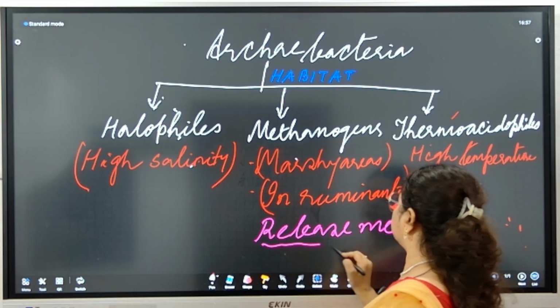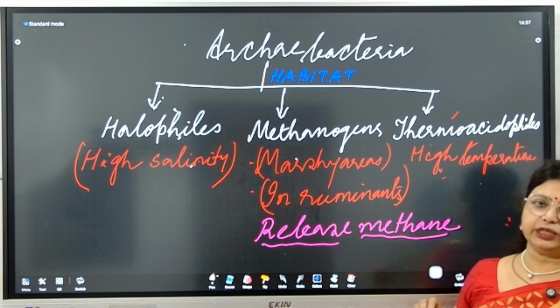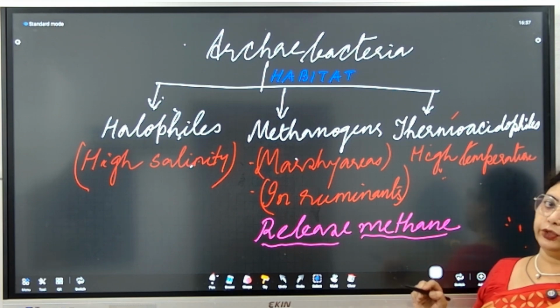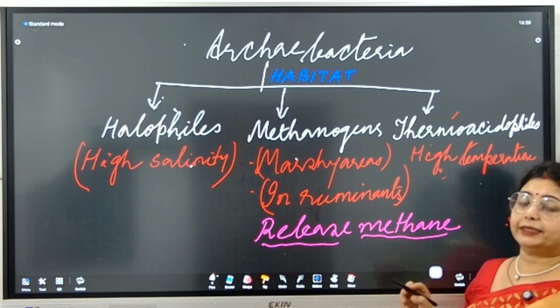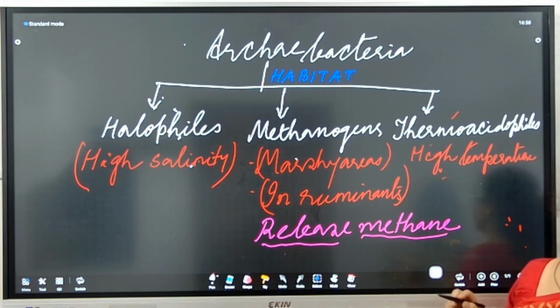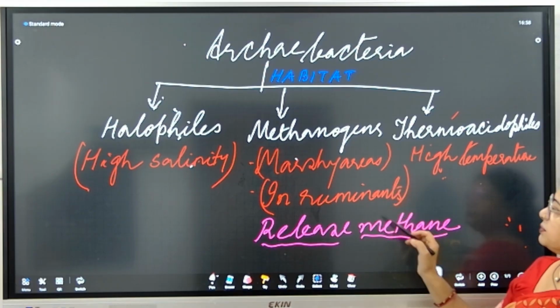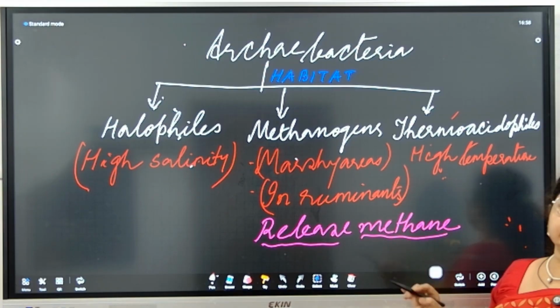Here, sewage treatment in class 12. Again you will get this in anaerobic treatment; some anaerobic bacteria release the gas in the tertiary treatment of sewage in class 12. So here they release methane. How do they release methane?